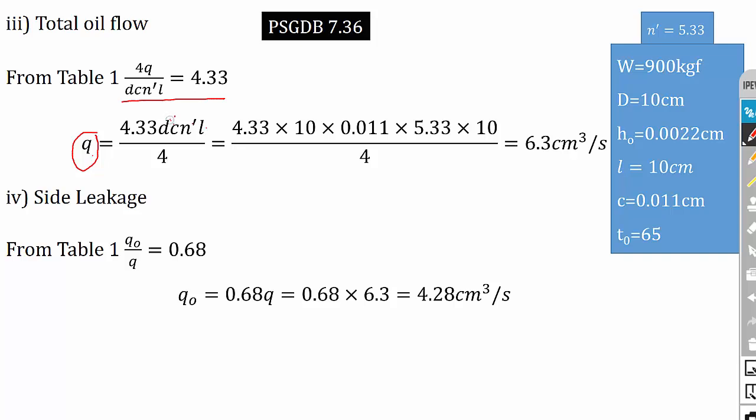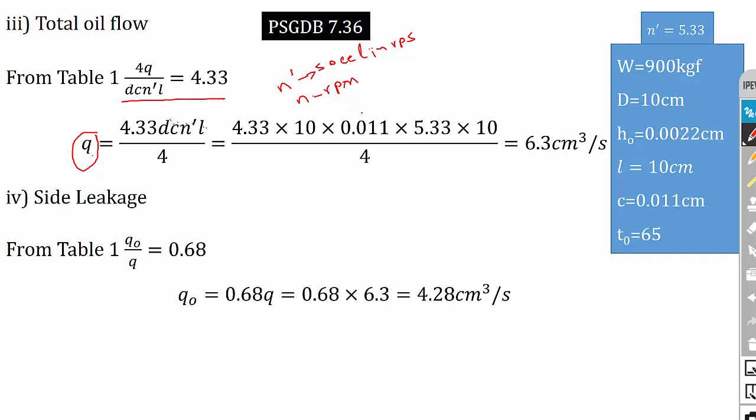So here D is the diameter, C is the clearance, n dash is speed in RPS. Remember that n dash is equal to speed in RPS. It is not in RPM. So n means it is RPM, n dash means it is RPS. Okay. So L is the length of the bearing.